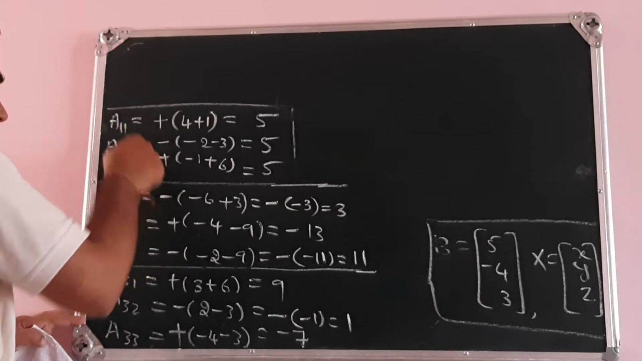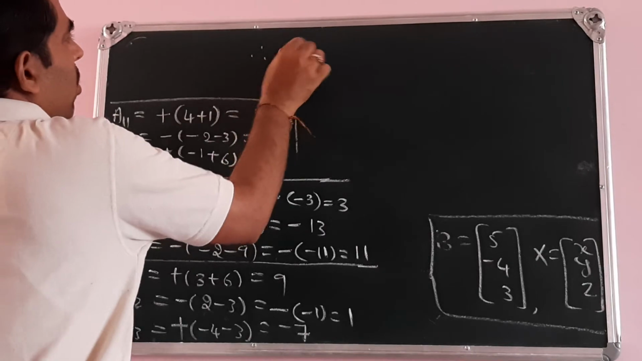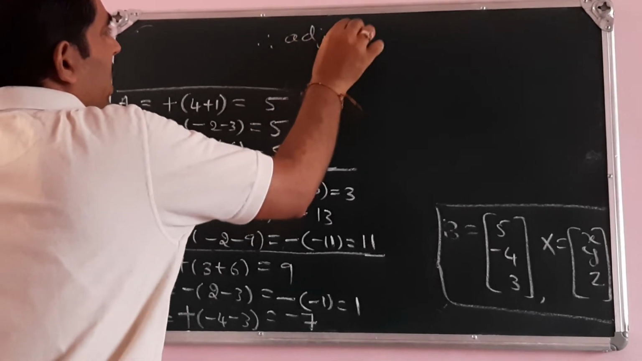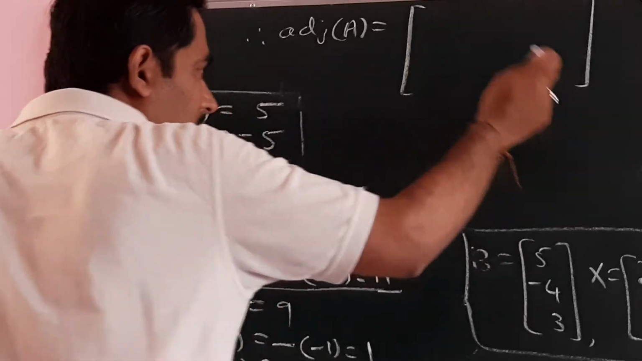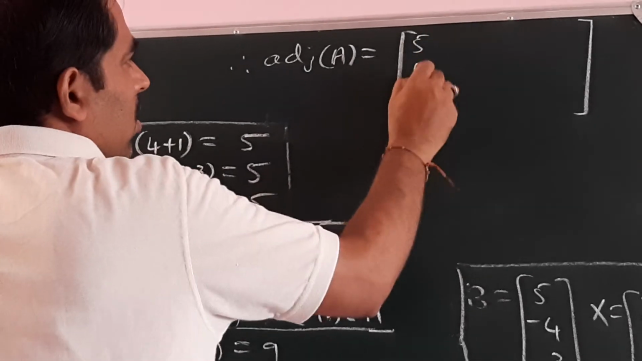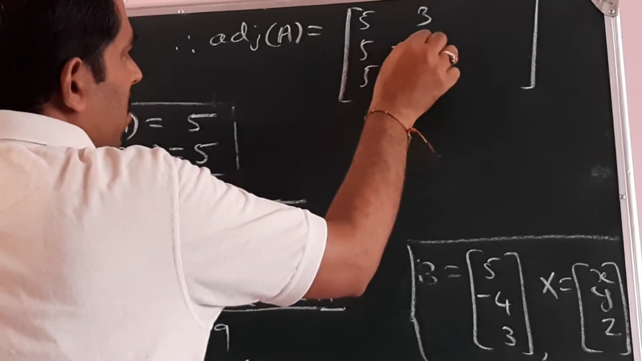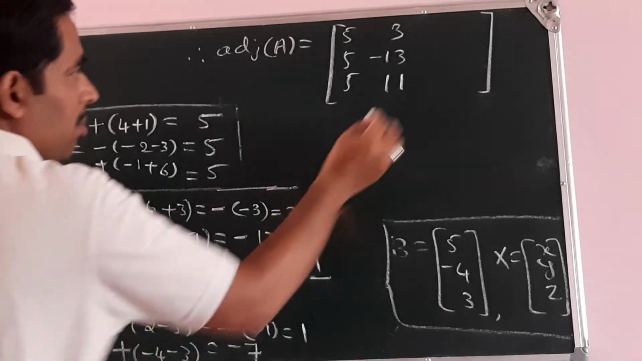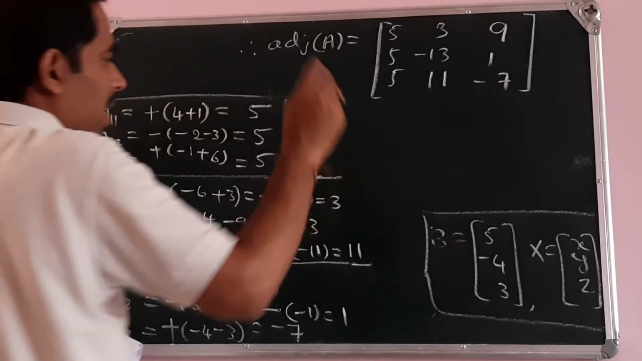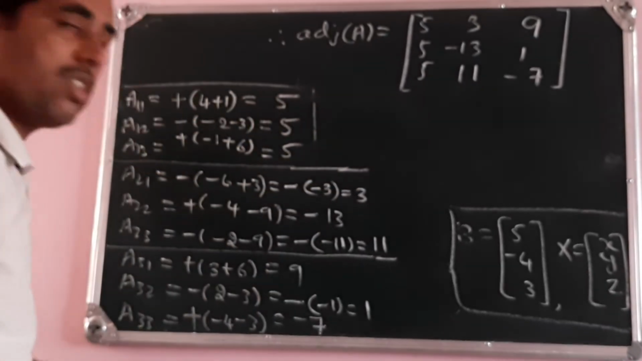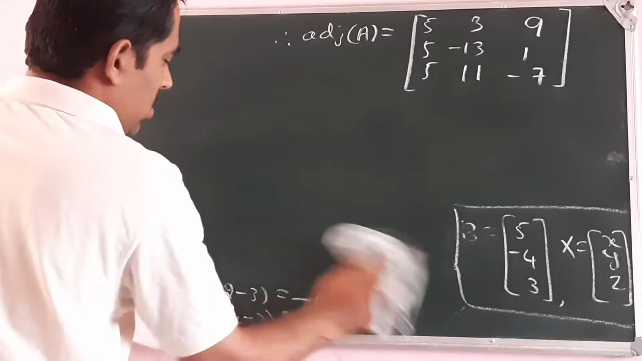See, this is first column, second column, third column. So I am going to write directly the adjoint here. Therefore, what is the adjoint here? Adjoint means I have to write the elements in columns: first column, second column, third column. First column 5, 5, 5. Then second column 3, minus 13, 11. Then last column is 9, 1, minus 7. This is my adjoint. So we have to check these signs once again. Okay, so these are the elements.